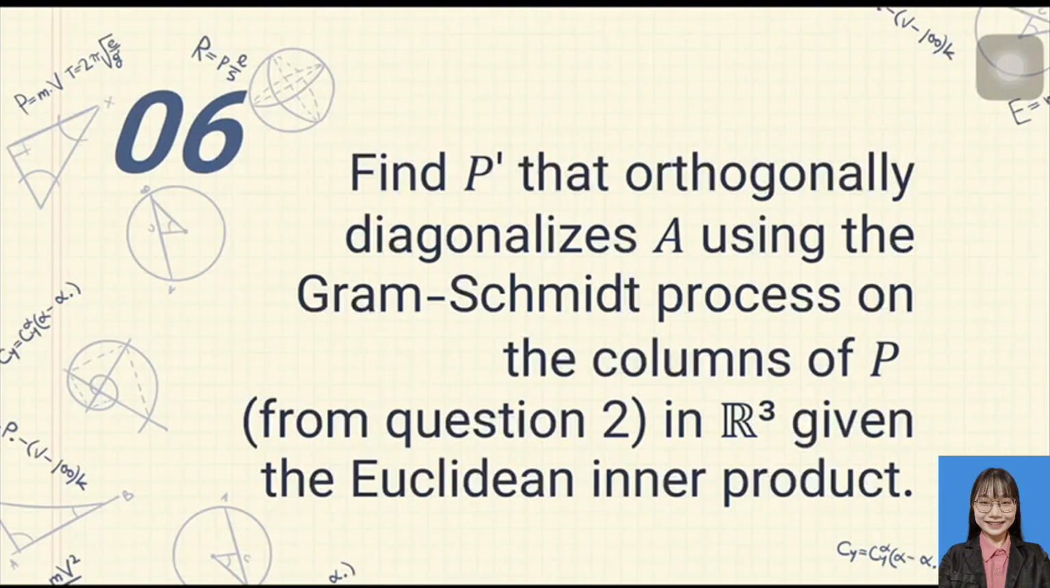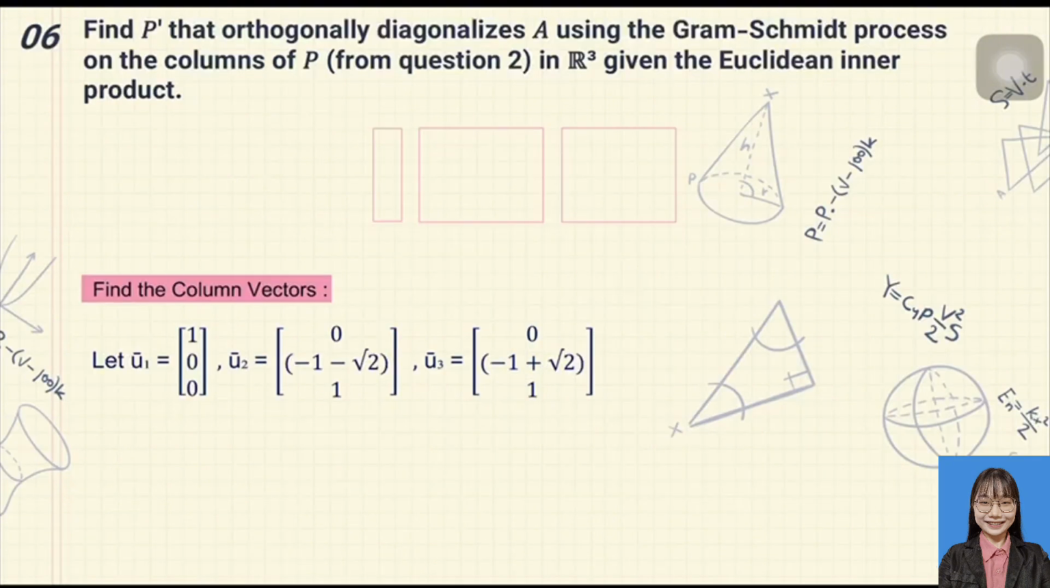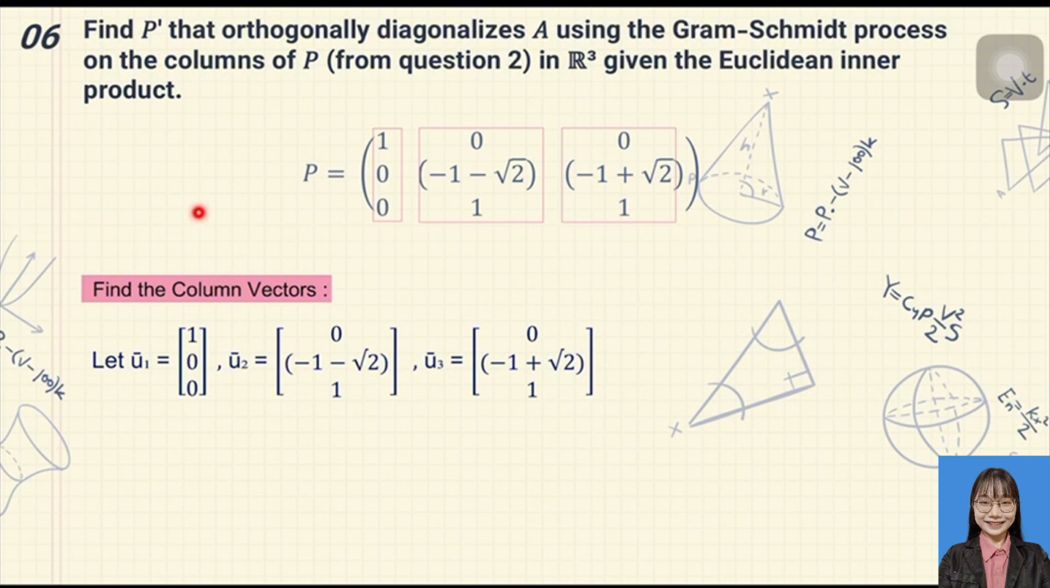I'll be explaining question 6. Find P prime that orthogonally diagonalizes A using the Gram-Schmidt process on the columns of P from question 2, given the Euclidean inner product. These are the column vectors of our matrix P.